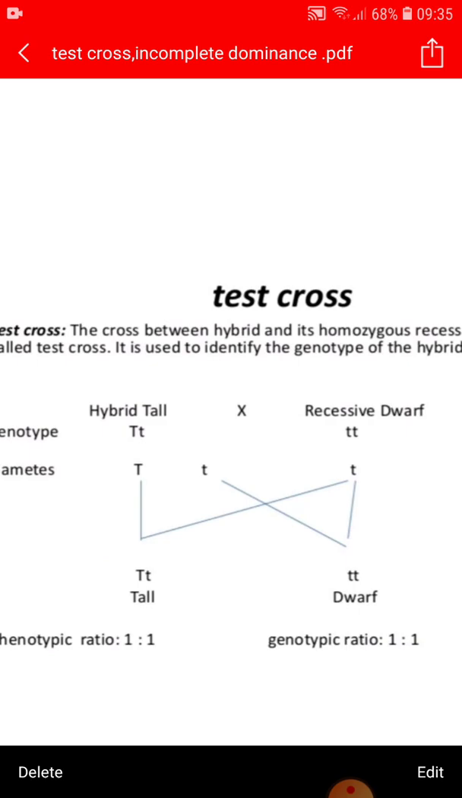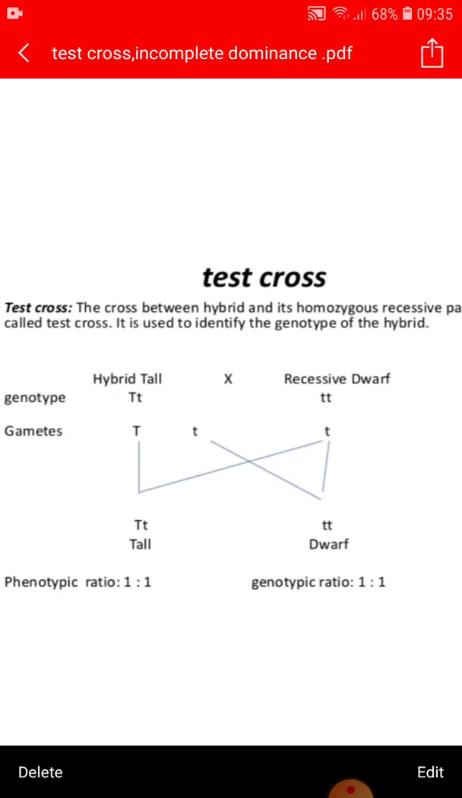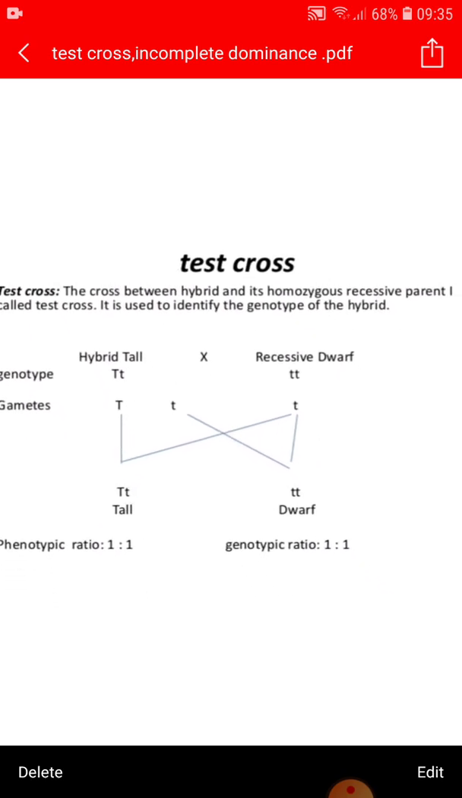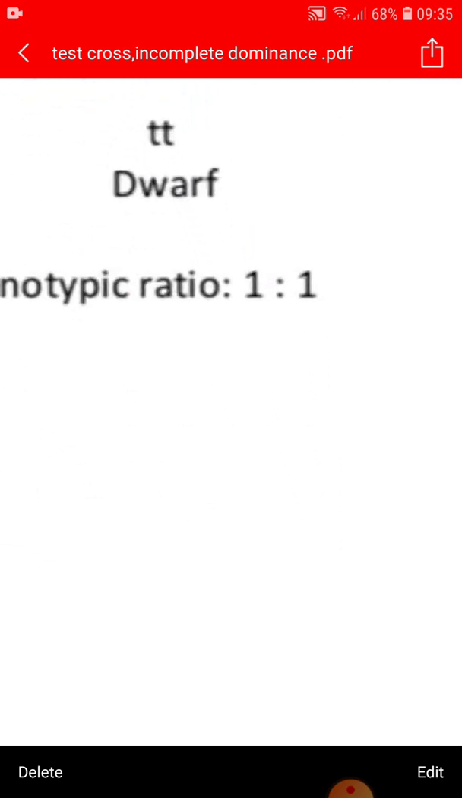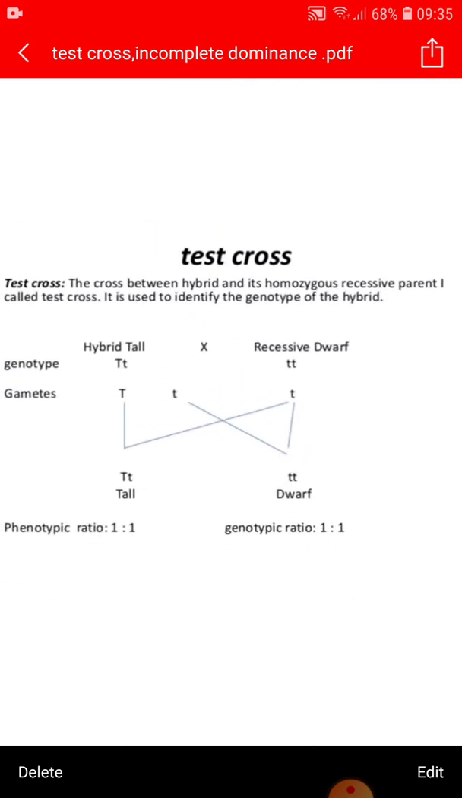When we mate these two gametes, we get one tall and another one is the dwarf phenotype. So the phenotypic ratio of the test cross is 1:1, and the genotypic ratio is also 1:1. So simply, the test cross is the cross between the hybrid and its homozygous recessive parent.